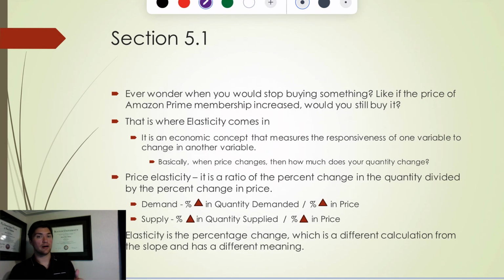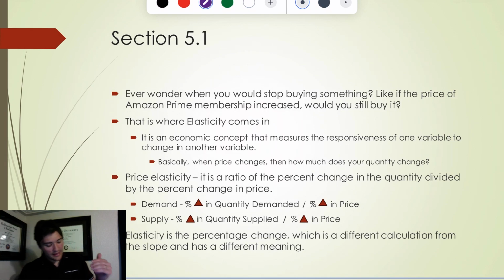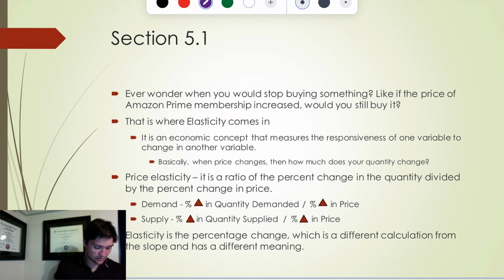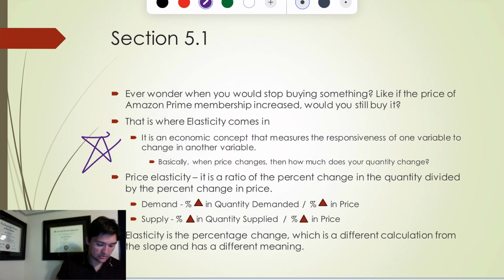Or if we're trying to buy apples, right? If the price were to increase on apples, how many fewer pounds of apples are you buying? So elasticity is going to be measuring how much your demand, or quantity demanded, is changing because of a change in price. It is an economic concept that measures the responsiveness of one variable to a change in another. Basically, when price changes, how much does quantity change?